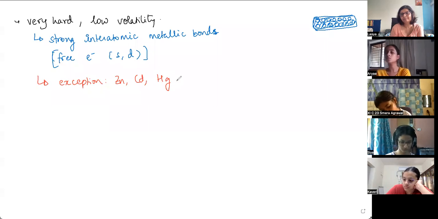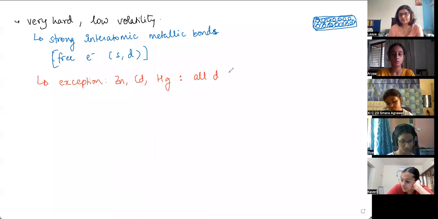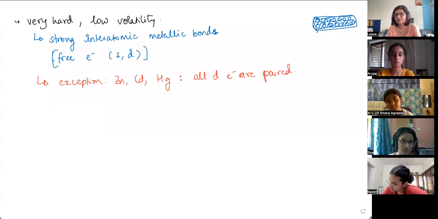and mercury. In fact, mercury is so exceptional that it is the only liquid metal at room temperature. Because in this case, all the d electrons are paired up, which means only the s electrons are available for this interatomic metallic bonding. So a lower number of electrons means the bonds are relatively weaker.